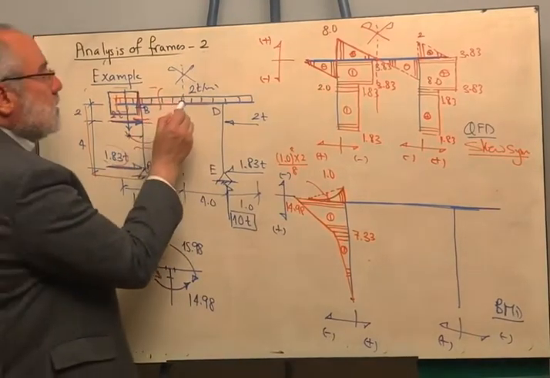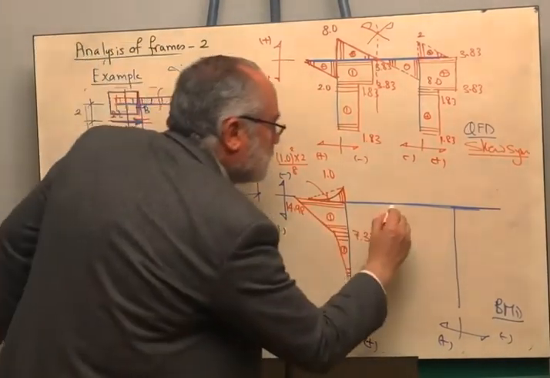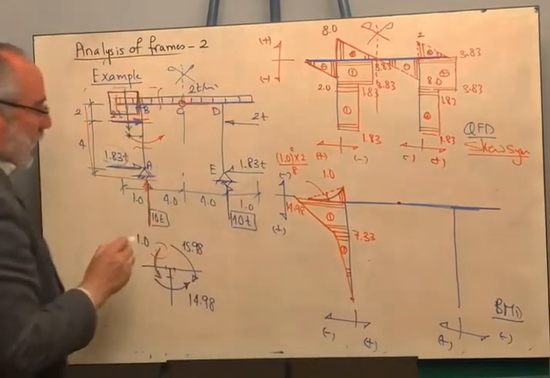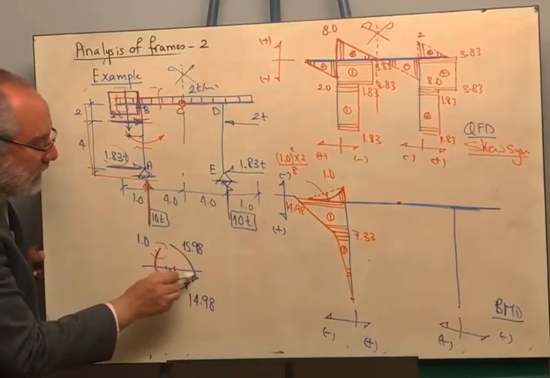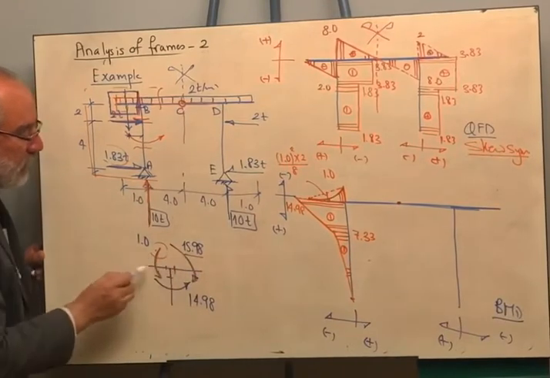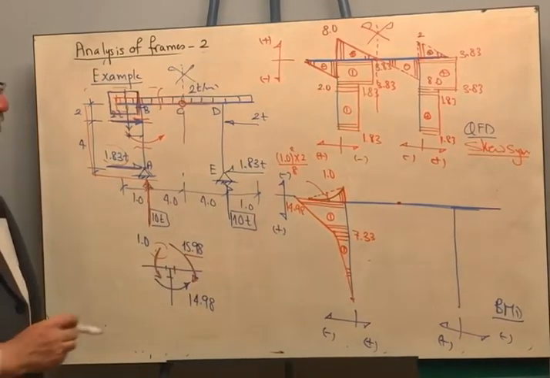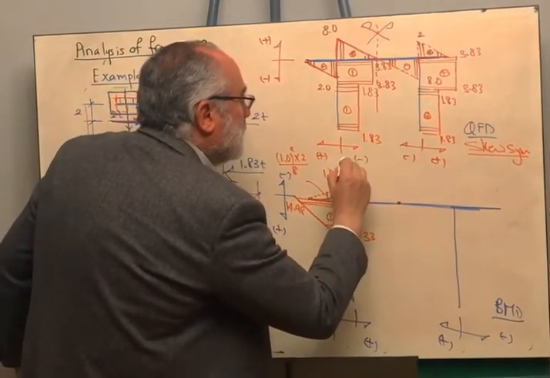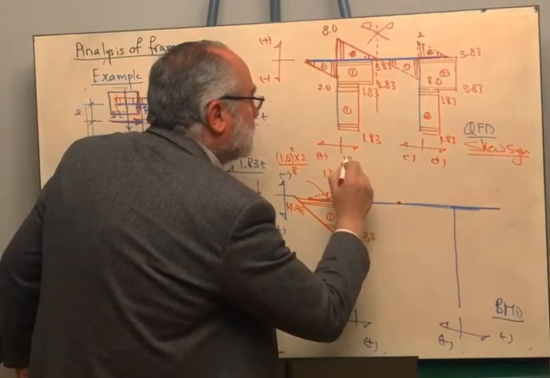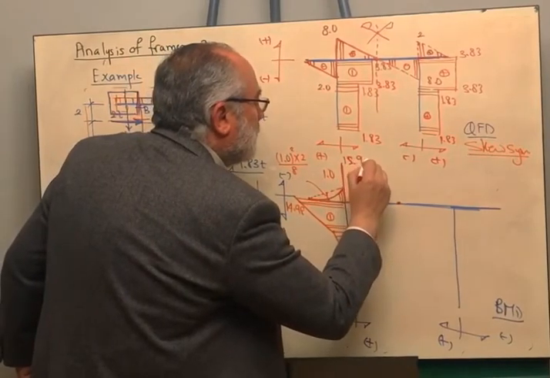The bending moment at point C is equal to 0, and the bending moment right of point B is negative 15.98 because the tail of the arrow is above the datum. So the bending moment here is 15.98.